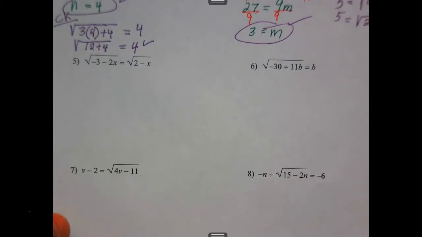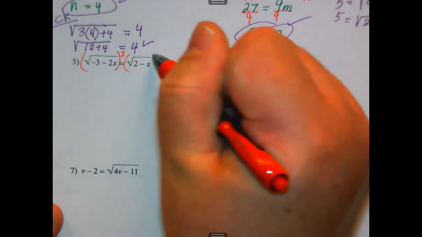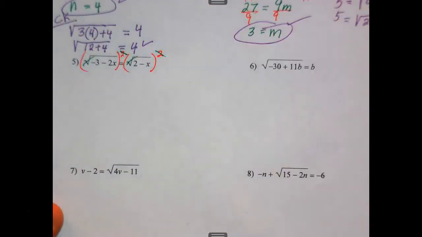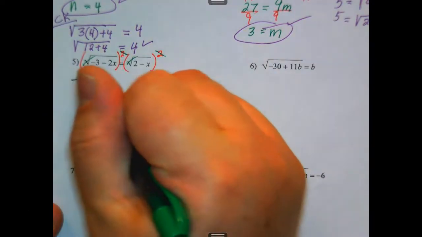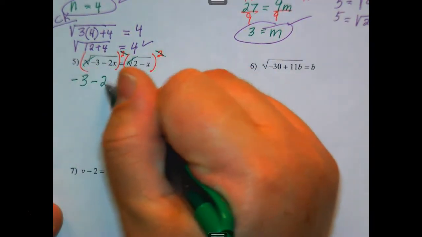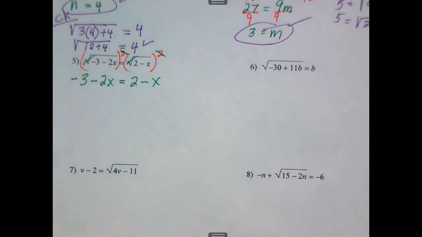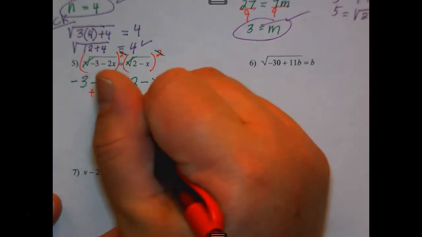Number 5. I have to get rid of radicals, so I'm going to raise it to the power of 2. Okay, the power 2 cancels out the radical. So I get negative 3 minus 2x equals 2 minus x. Got to get my x's on one side, my constants on the other. So I'm going to add 2x to both sides.